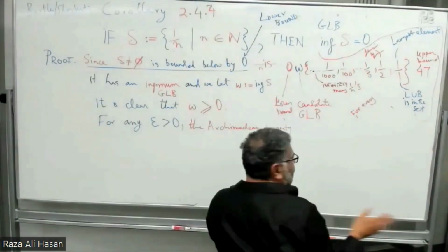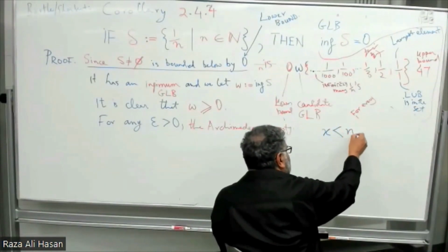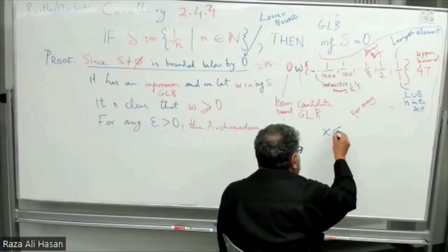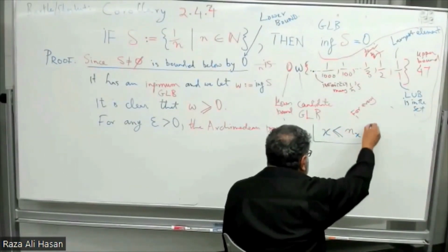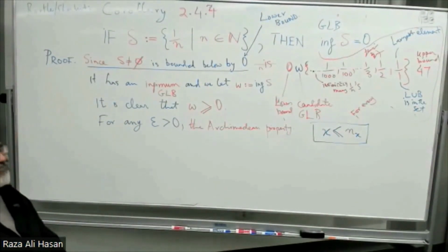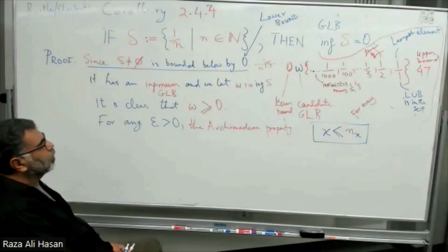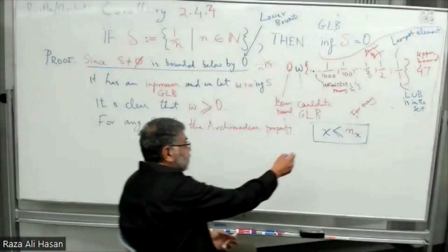And the Archimedean property, all the Archimedean property is saying is that you give me a real number x, and I'll find you, to the right of that real number, a natural number. Now, what is this thing here?